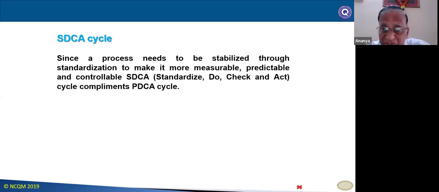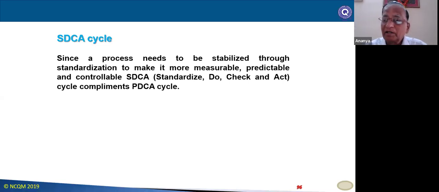But again, a standard has to be changed over the years, because a standard is the best way of doing something. How to define a standard? A standard is the best way of doing something, but that changes with time. Now something is changing, so the standard also needs to be changed, like ISO standards keep changing.